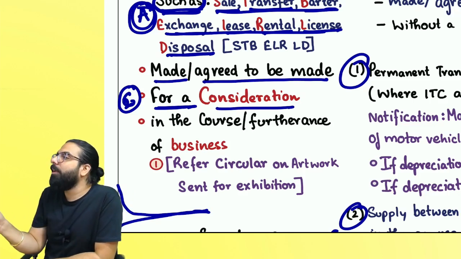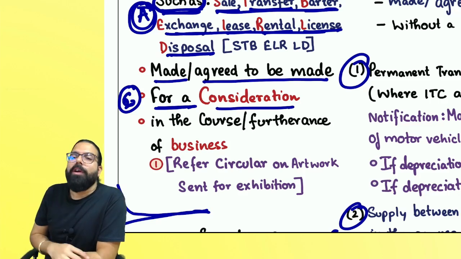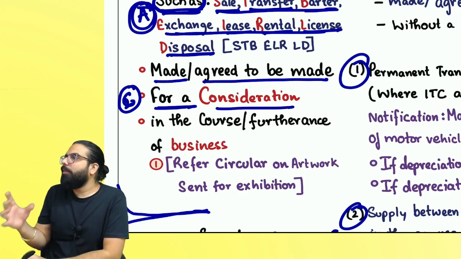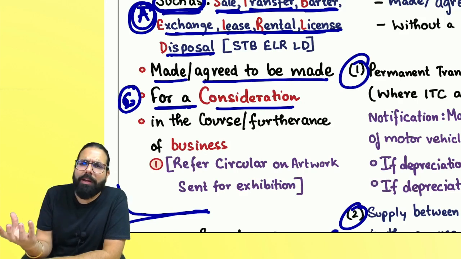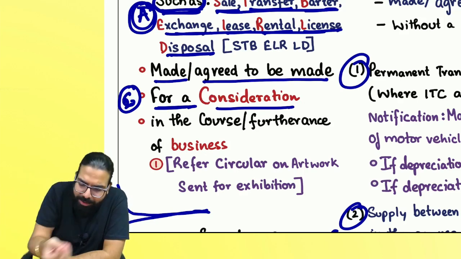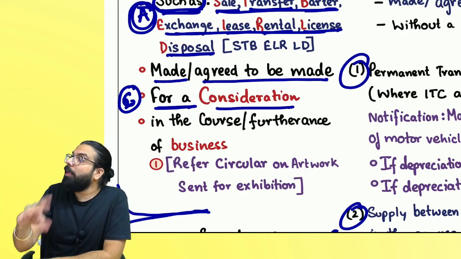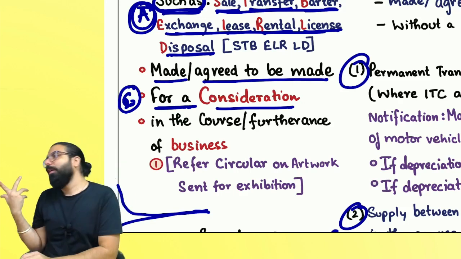Baba, consideration can be anything. It can be in cash. It can be in kind. Consideration can be something which you do for me, an act which you do for me. Yes or no? Something which you do for me is also a consideration.